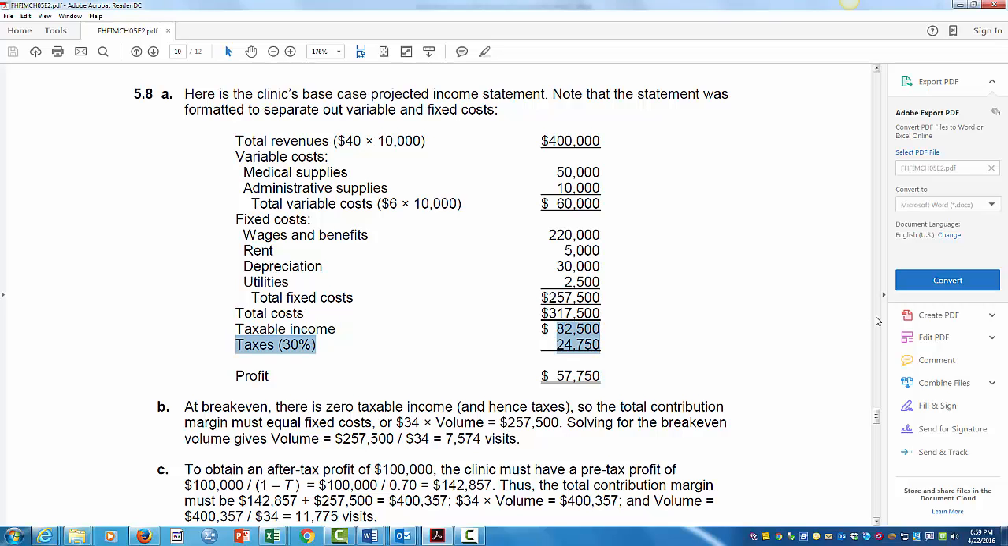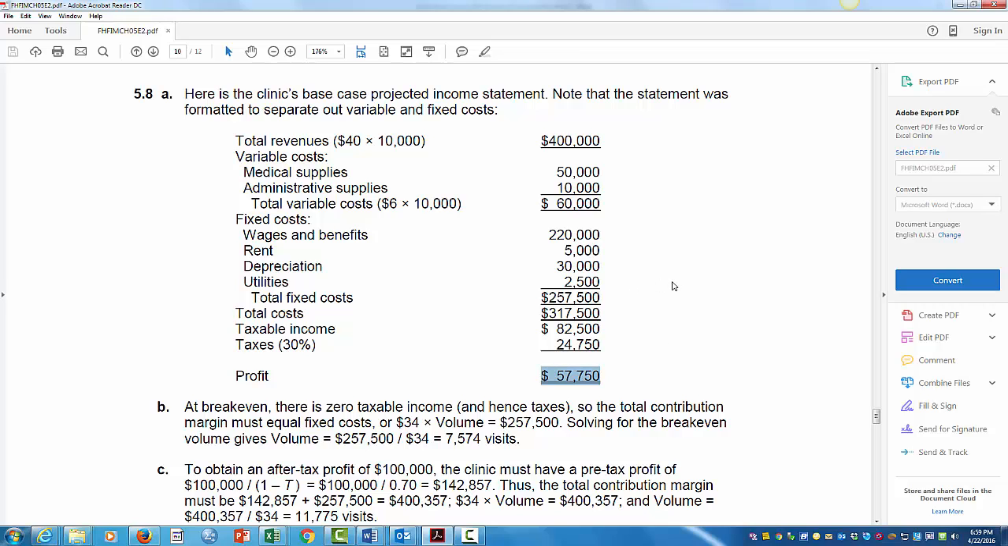Multiply that times the tax rate of 30%, and that equals taxes of $24,750. If we subtract that number from the taxable income, your total profit will be $57,750. For question B, what is the hospital's break-even point? To calculate break-even, you will take the total fixed cost and divide that into the contribution margin per unit. And that's the answer to part A.